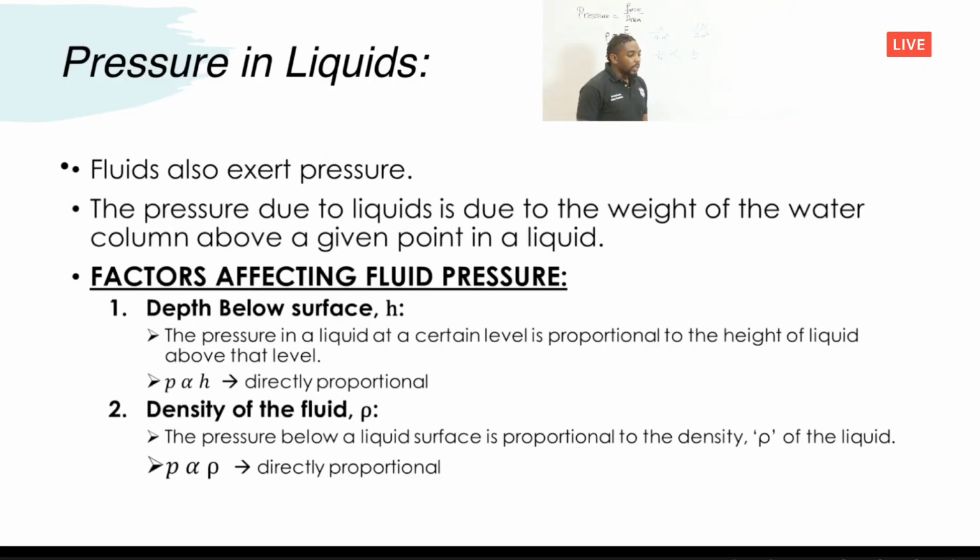Next, we're going to look at pressure in liquids. Now, I want you to follow me with this explanation. Now, we want to say that fluids can also exert pressure, and that the pressure due to liquids is due to the weight of the water above a given point.